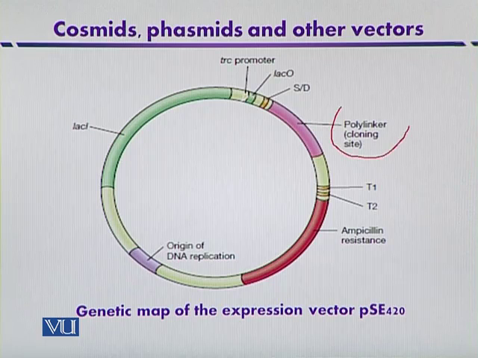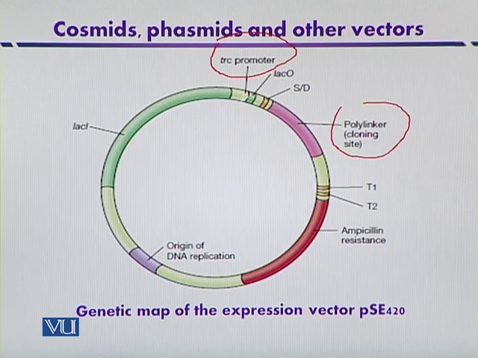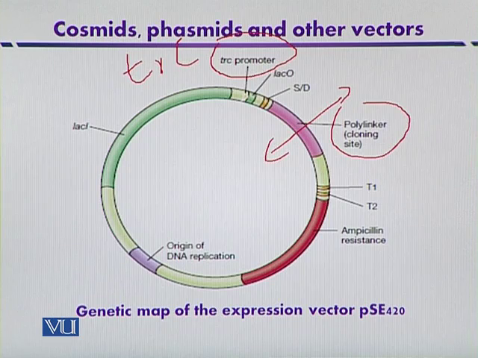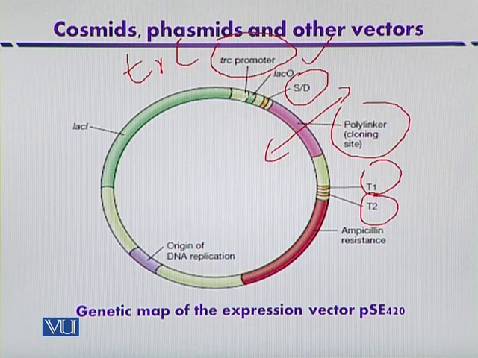restriction sites for cloning foreign DNA, and it also contains a very strong promoter like TRC that can control the expression of foreign DNA that is inserted between these cloning sites. Adjacent to this promoter there is a lac operator, and then Shine-Dalgarno sequences that will help to bind the messenger RNA after transcription with the ribosome. The Shine-Dalgarno sequence can also be synthesized, and then there are some terminators like T1, T2 that can terminate the expression of the foreign gene.